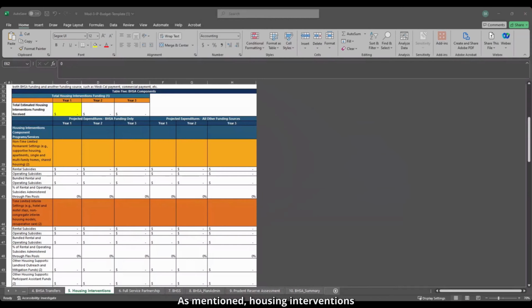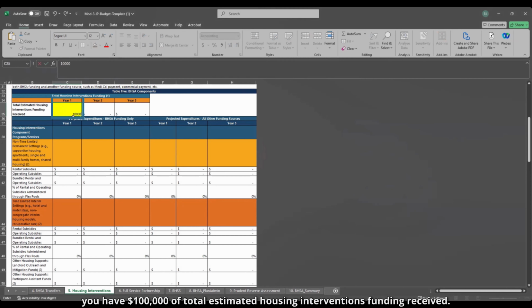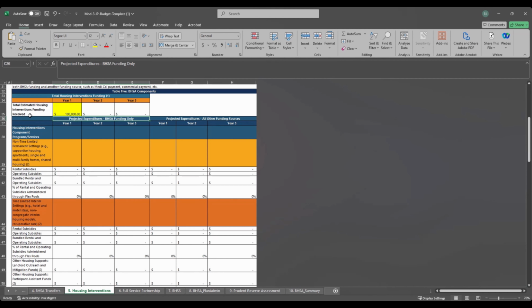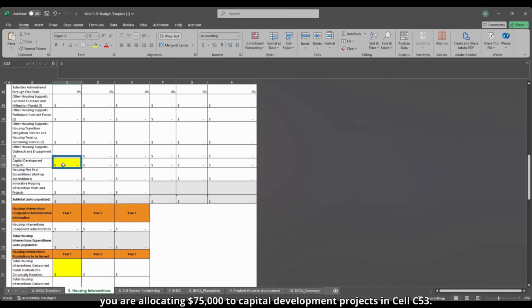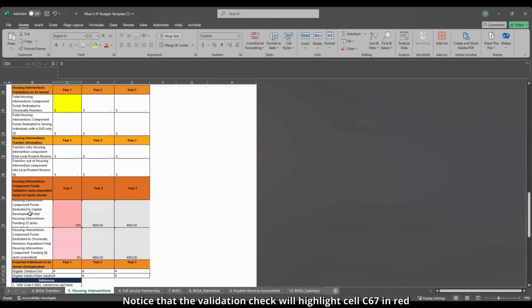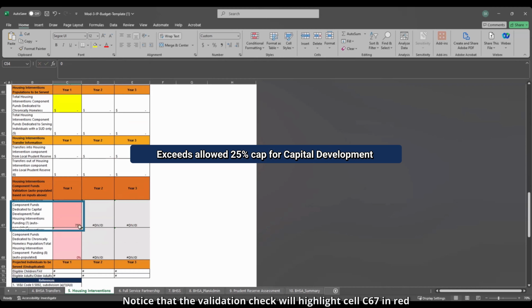As mentioned, housing interventions must not exceed 25% used for capital developments, and at least 50% of housing intervention funds must be used for the chronically homeless population. For reference, we will go over Year 1 entries with simple numbers. Let's say that for Year 1, in column C, cell C35, you have $100,000 of total estimated housing interventions funding received. Of that amount, you are allocating $75,000 to capital development projects in cell C53. Notice that the validation check will highlight cell C67 in red due to it being out of compliance.